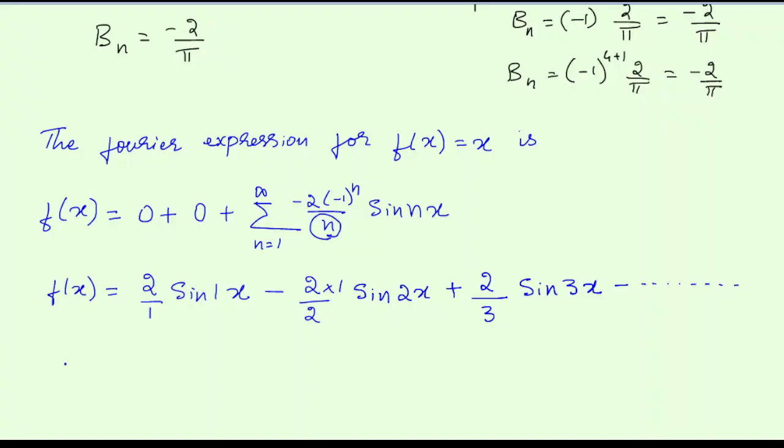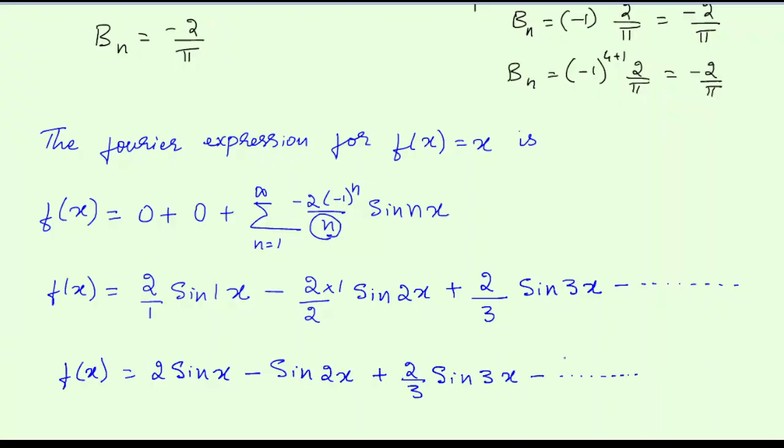So it goes on. The final Fourier expression is 2 sine x minus sine 2x plus 2 by 3 sine 3x minus, etc. You can go on, you can write 4 to 5 terms, but this is sufficient. Alright, so this will be our final solution.